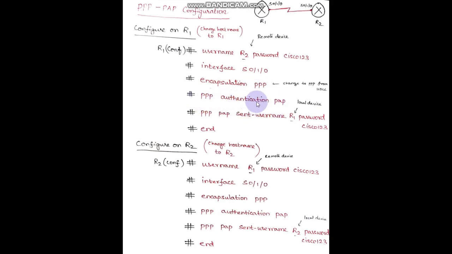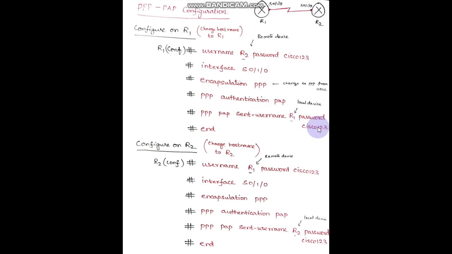Next, in PPP, I am going to use PAP authentication. That's why I am using this command: ppp authentication pap. Next, I have to give manually. Previously I have given the router host name and password, right? This host name and password is the remote router's information. Now the local router's name and password also I have to give manually.